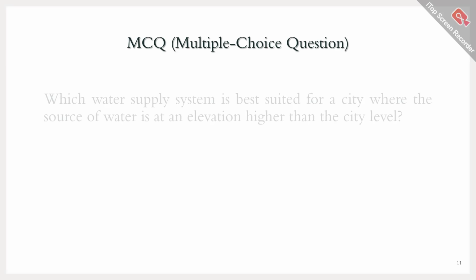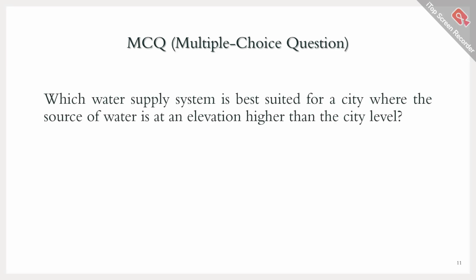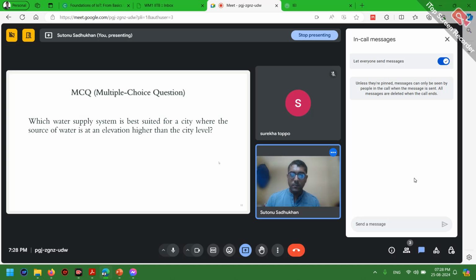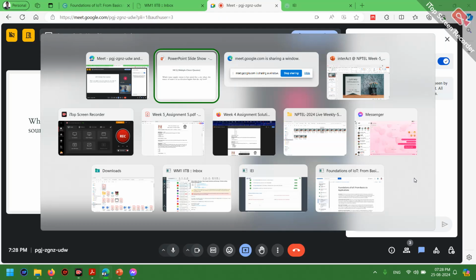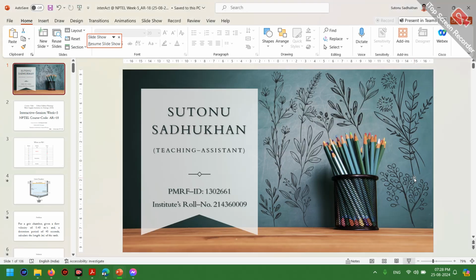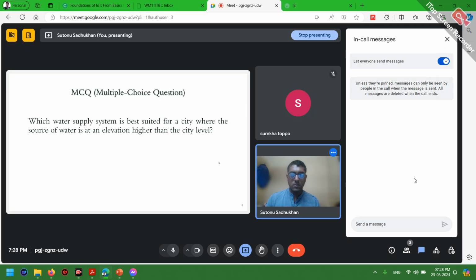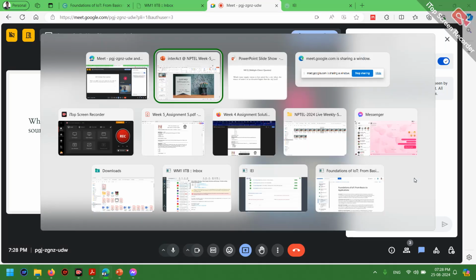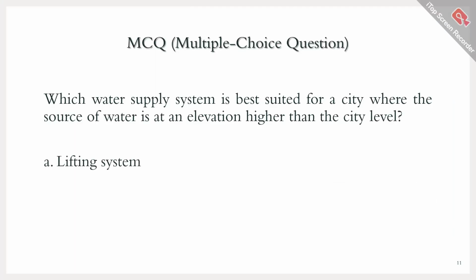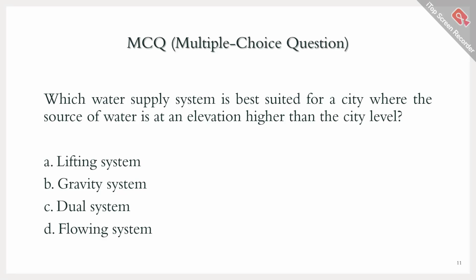It's an MCQ, or multiple choice question. That means one option will be correct. Which water supply system is best suited for a city where the source of water is at an elevation higher than the city level? So this you have to answer. Options are: A is lifting system, B is gravity system, C is dual system, and D is flowing system.